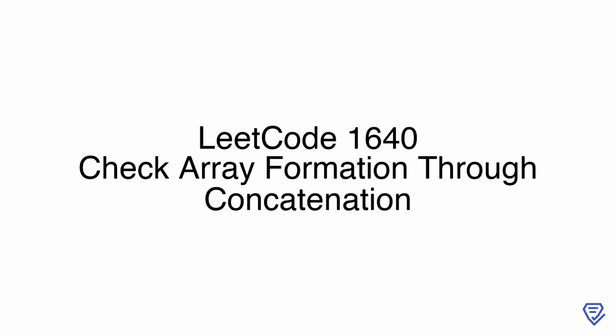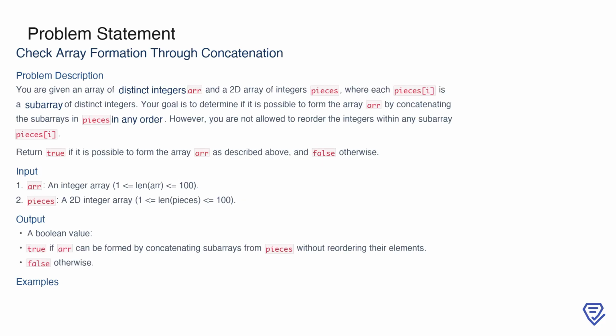Let's get started. In this problem, you are given an array of distinct integers called ARR, as well as a 2D array called pieces, where each element in pieces is itself a subarray of distinct integers. Your task is to determine if it is possible to form the array ARR by concatenating these subarrays in any order. However, there is one important restriction: you cannot reorder the integers within any subarray in pieces. Essentially, the order of elements within each subarray must remain the same.